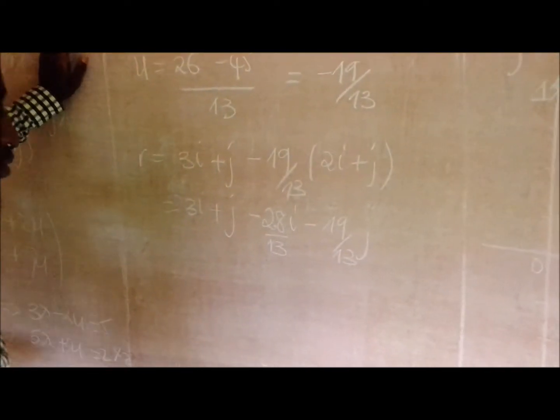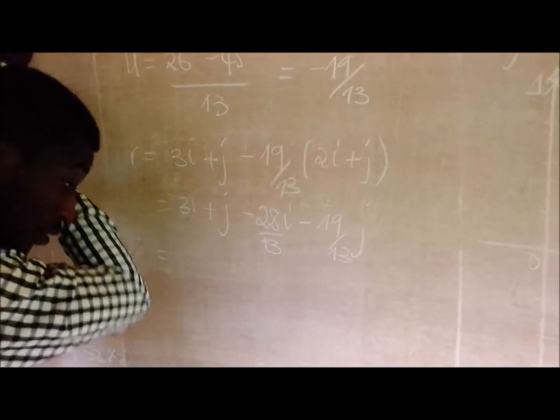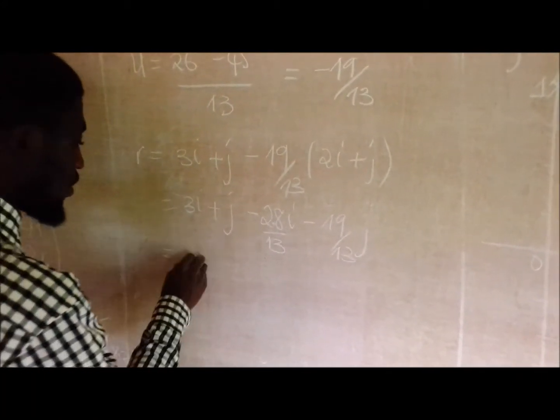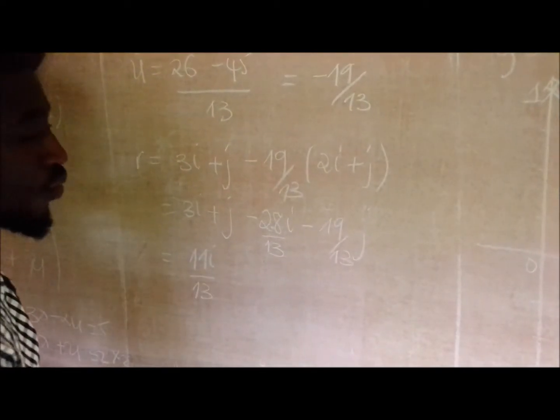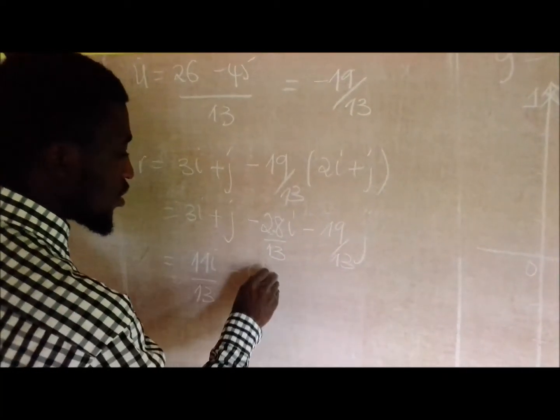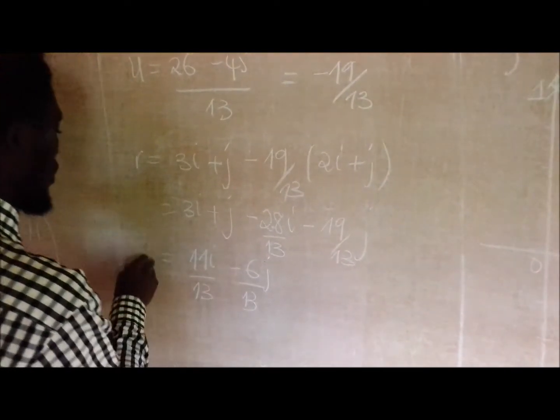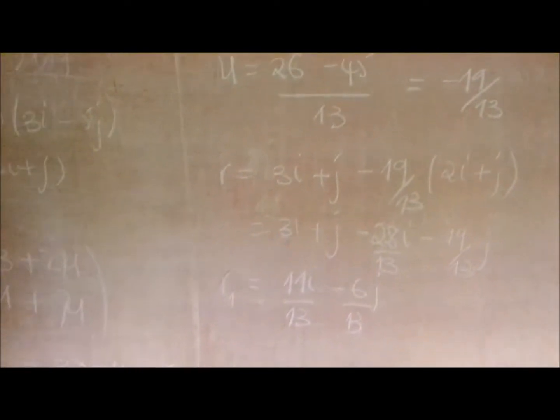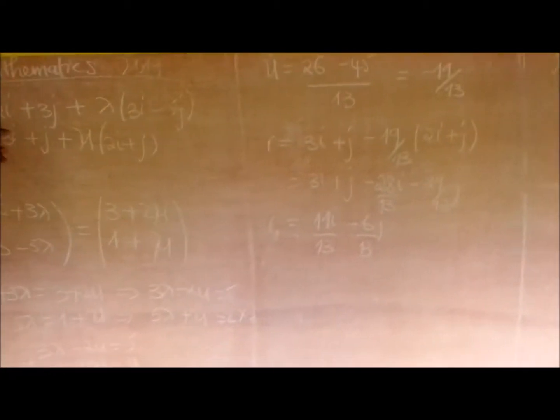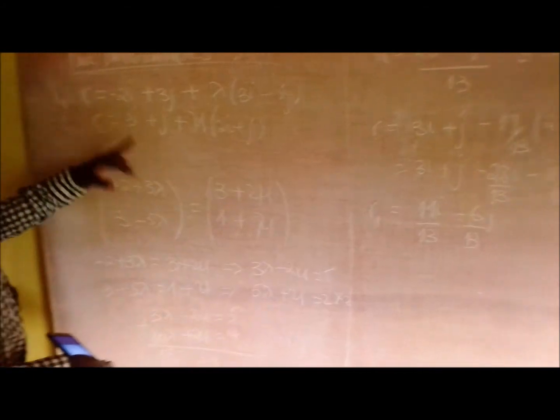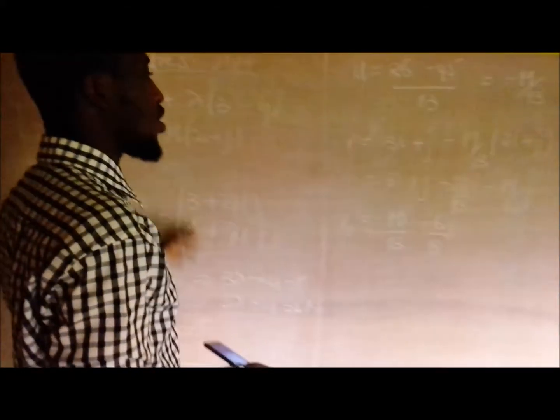So I can look for the LCM and bring the items together. I'm going to have 39 minus 38 giving me i on 13, and for j, 13 minus 19 giving me negative 6j on 13. So that's the position vector of the point of intersection of the two lines. So each time you want to find the position vector of the point of intersection, the idea is to equate the two expressions, put the terms in i together and the terms in j together, and solve the simultaneous equations.